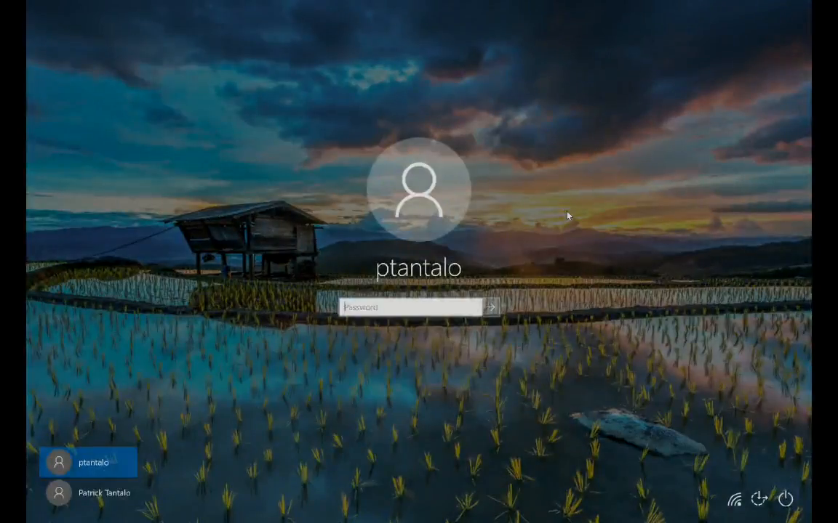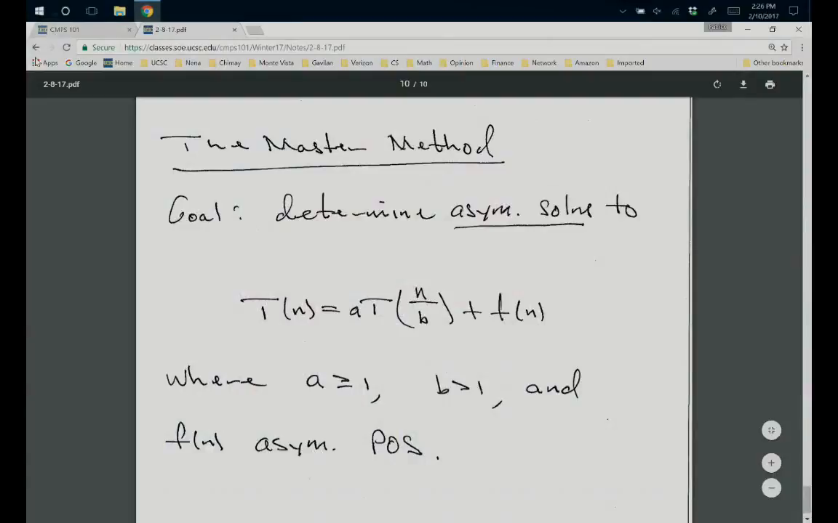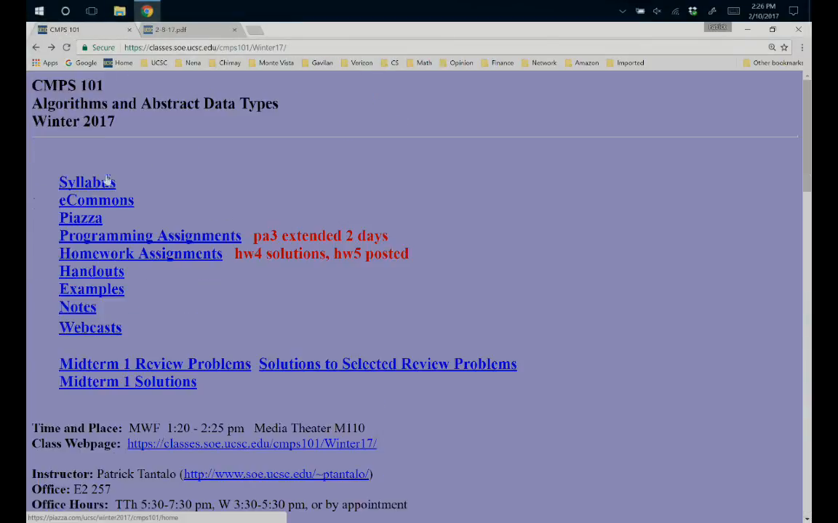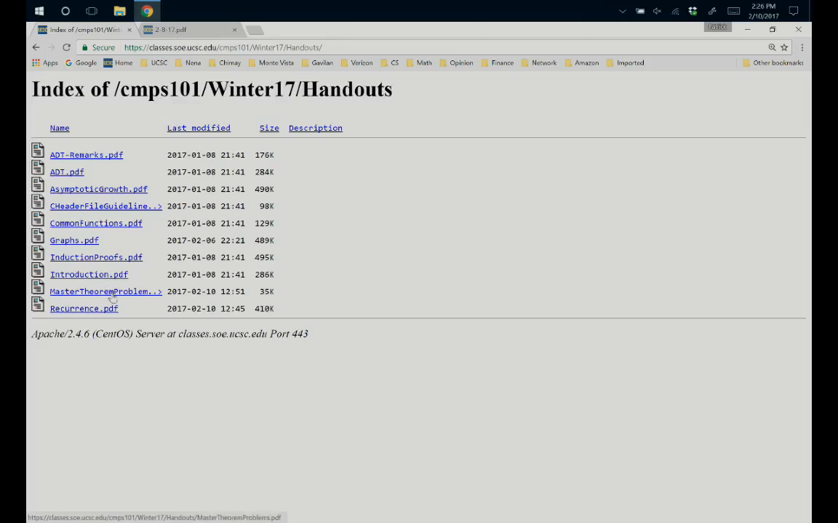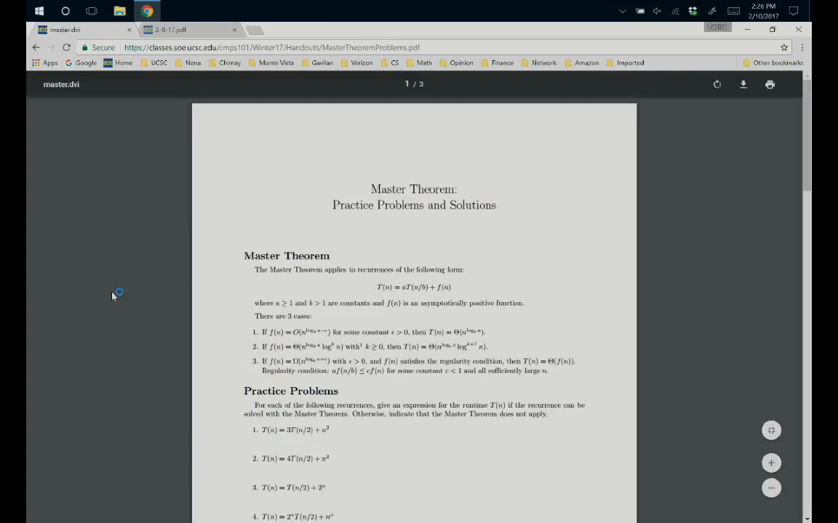Okay, well, I want to point out before you go, there is a new handout. If you look in handouts, it is master theorem problems. So a bunch of problems. That handout wasn't written by me, by the way. Bunch of exercises involving the master theorem. You can start in on that if you like.